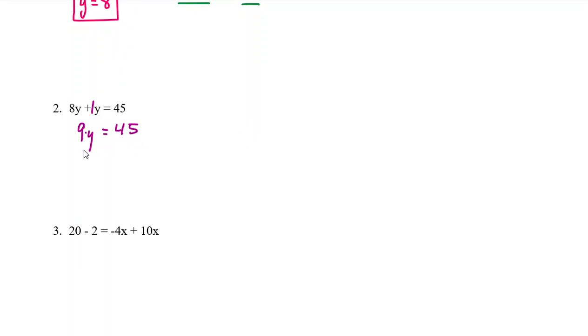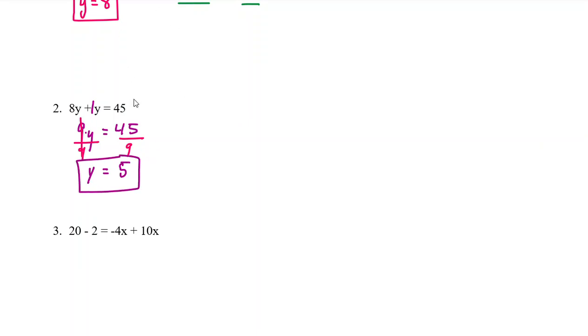What's the opposite of times? Divide both sides by 9. 9 divided by 9 is 1. 1y. And 45 divided by 9 is 5. So we think the answer is 5.